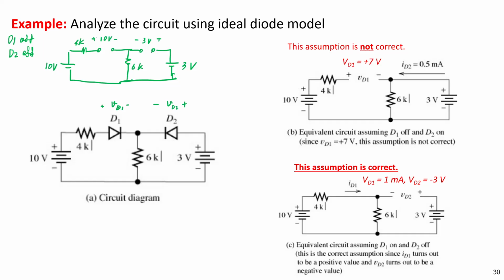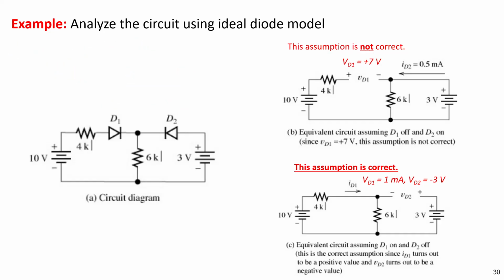So if we assume the diodes are in non-conducting mode, the voltage across the diode is forward bias, right? It's forward bias. So this assumption is wrong, right? It's wrong. Okay, so this is the wrong assumption.